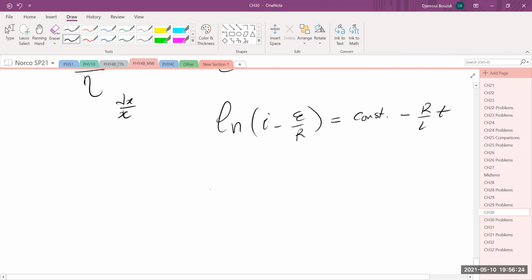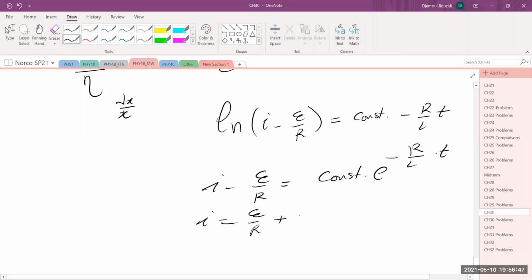So that is basically what this thing is. So it's I minus epsilon over r is equal to some constant times x, which is not necessarily this constant, by the way, it's any other constant, which is the exponential of that constant, times minus r over L times t. It doesn't matter at this point, call it a constant, but we're going to find that constant immediately. As a matter of fact, I can write I to being simply epsilon over r plus that constant times the exponential of negative r over Lt.